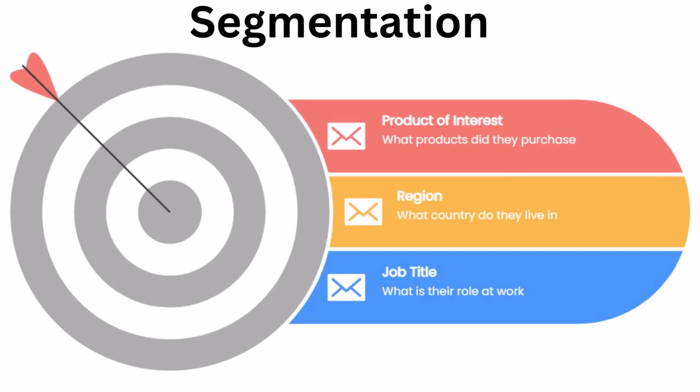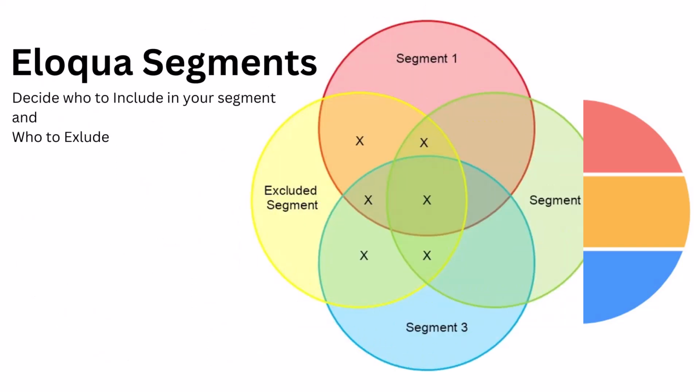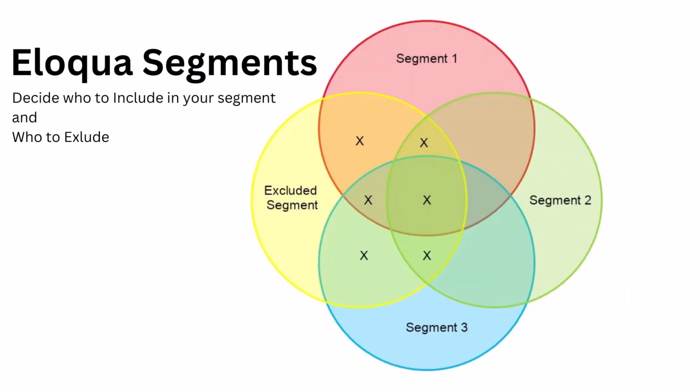So what is segmentation? Basically, segmentation is just your target audience, or the audience you're trying to reach with your Eloqua campaign or email. Some examples of things you could segment on are product of interest, the region or the country that they live in, or maybe the job title. So in Eloqua, you need to decide who should be included in your segment and also who should be excluded or not included in your segment.